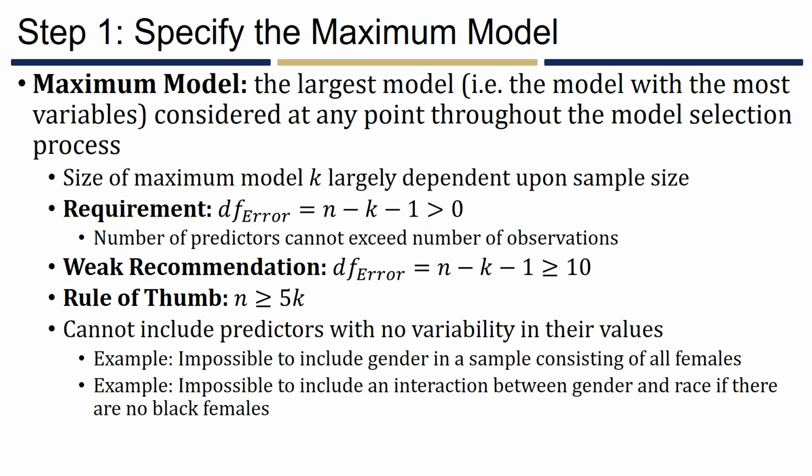The other thing to keep in mind is that you can't include predictors that don't have any variability in their values. So for example, it's impossible to include gender in a sample that consists of all females, because every single observation for that variable would be coded as either 1 or 0. You wouldn't have any males in there. It's also impossible to include an interaction between, say, gender and race if you don't have any black females.